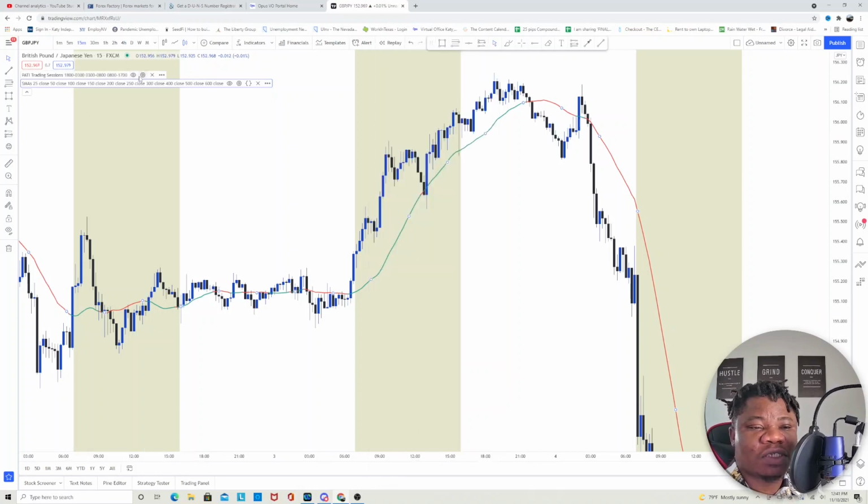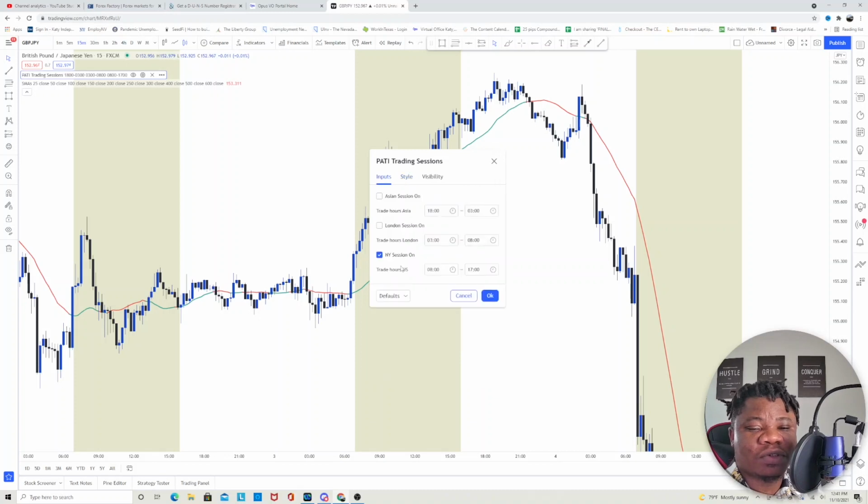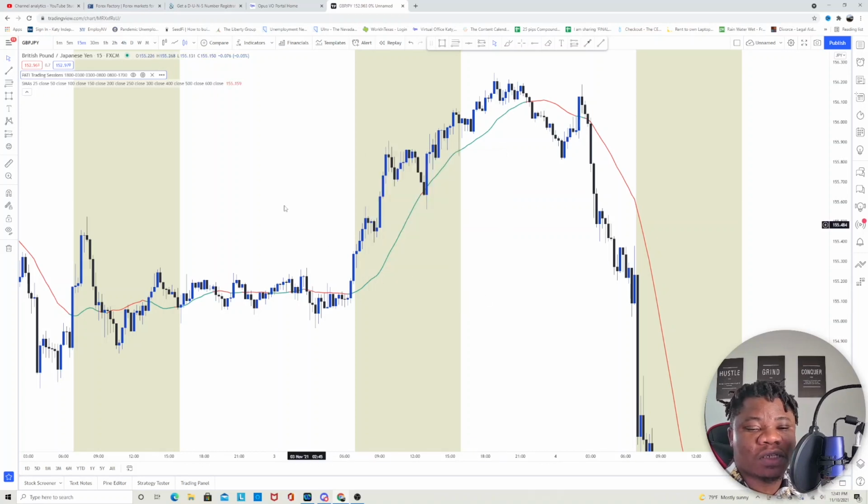The second one is going to be the trading session. You only need to check New York session for the style, and for the input, you have your New York session checked. Your time zone might be different from mine, so you have to figure out your own time zone for when the New York session opens. Once you're done, you click on OK.